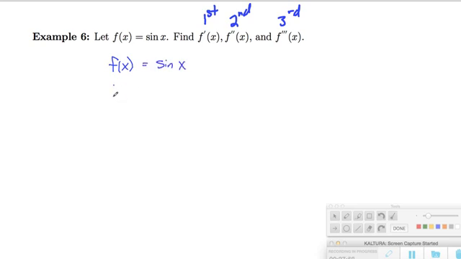Well, recall, derivative of sine of x is what? Well, that's cosine of x, right? And remember that the second derivative is just the derivative of the derivative, right? It's the derivative of the first derivative. Well, what's the derivative of cosine of x? That's negative sine.